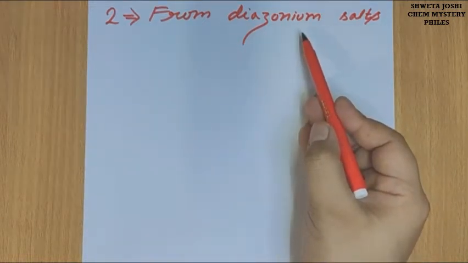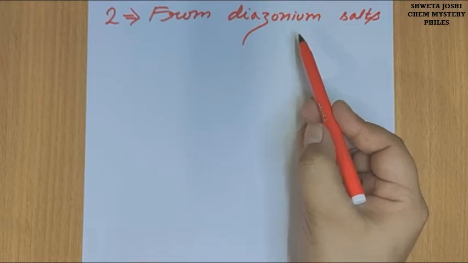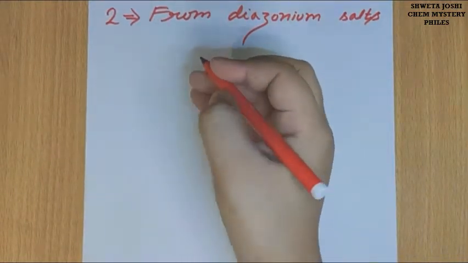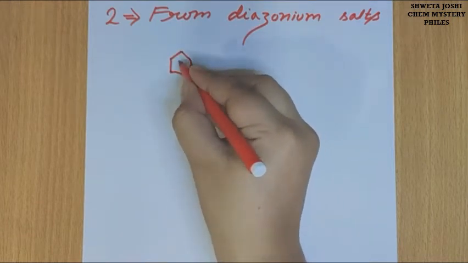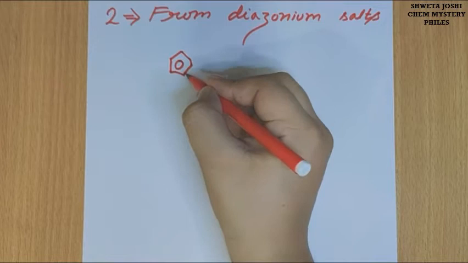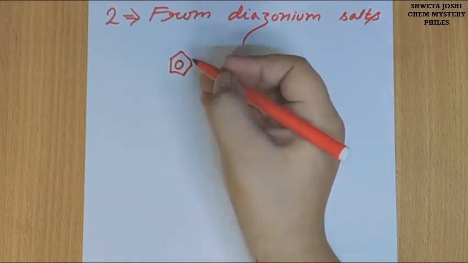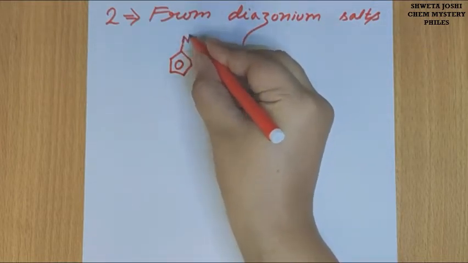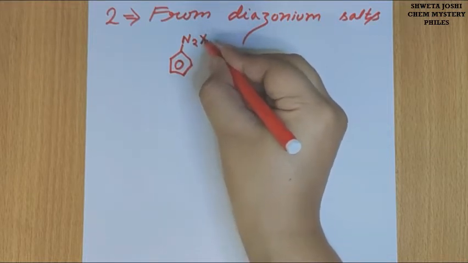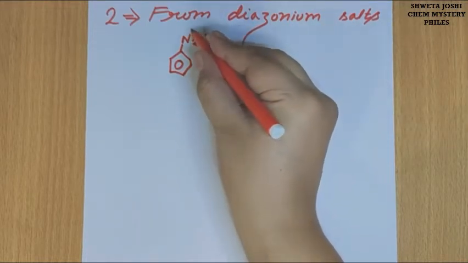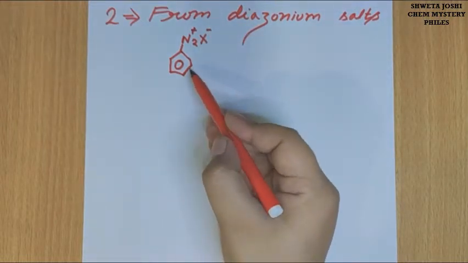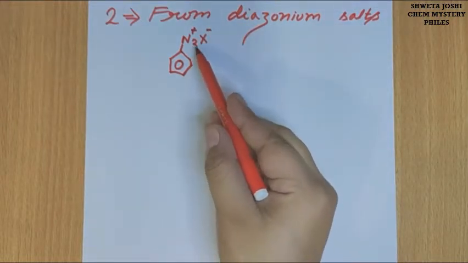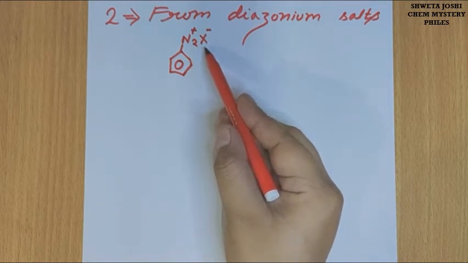How are these diazonium salts formed? Now first of all, what are diazonium salts? Diazonium salts are compounds in which an N2X part is attached to the benzene ring, or the aromatic phenyl ring. N2 positive, X minus. This is benzene diazonium halide. According to the halogen, this benzene diazonium halide is named.